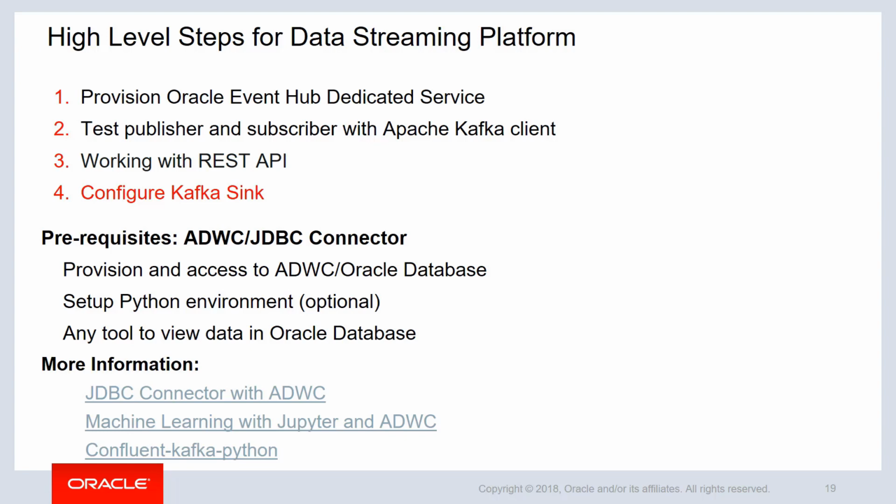If you want to take this a step further, once you have data in Autonomous Data Warehouse, you can very easily do machine learning on top of it. So there is another video that specifically shows you how to do that. Finally, in this example, we'll be using Confluent Kafka Python. So let's get started.